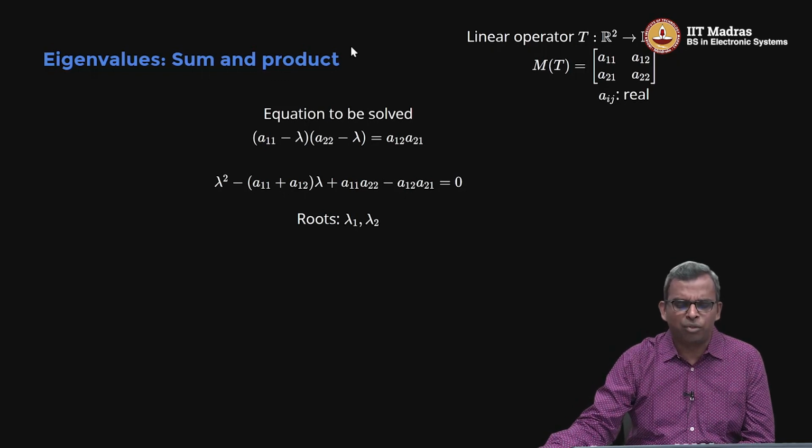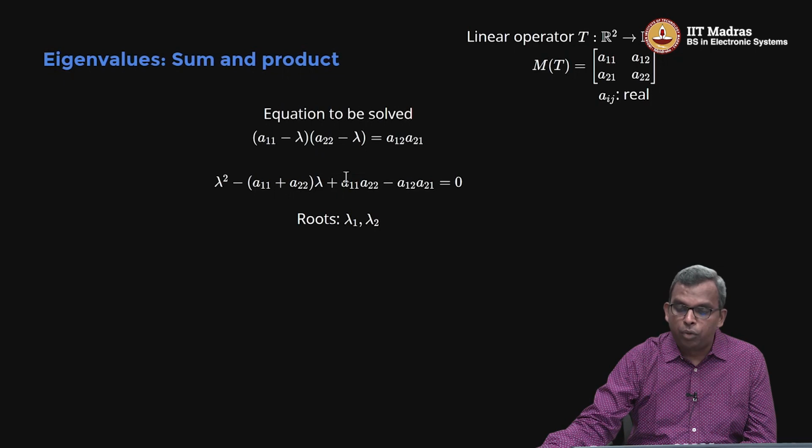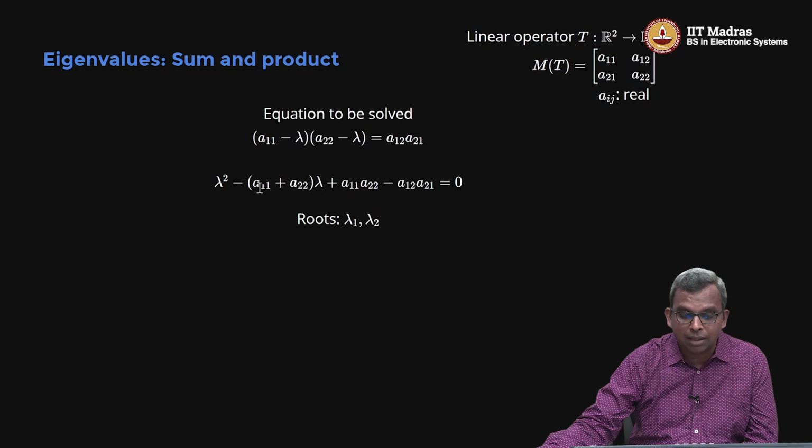It's just the property of the quadratic equation. If you expand this quadratic equation out, you get lambda squared minus (a11 plus a22) lambda plus a11 a22 minus a12 a21. So, notice what these values are. This a11 plus a22 is the sum of the diagonal elements of the matrix, and this a11 a22 minus a12 a21, you might have learnt, is the determinant of the 2 by 2 matrix.